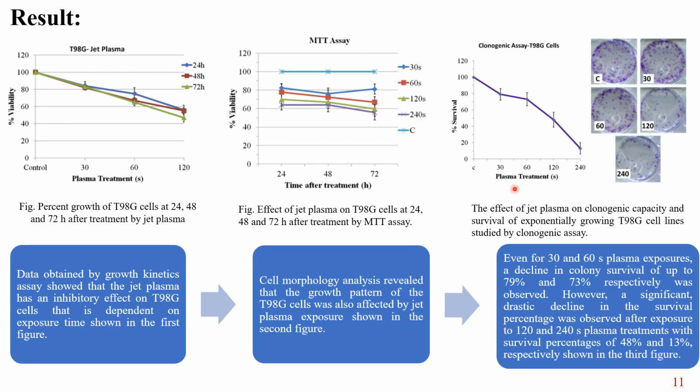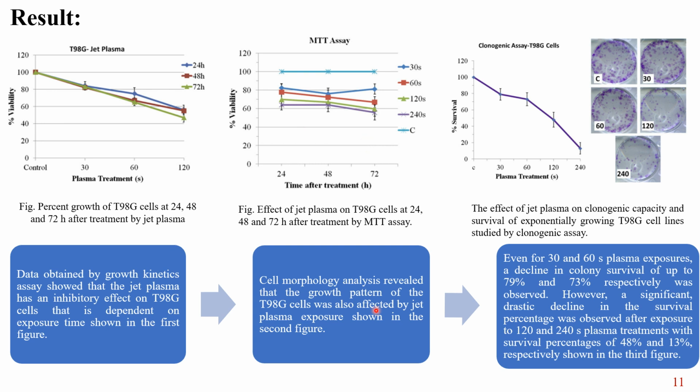Then coming to the next one, the first figure shows the percentage growth of T98G cells at 24 hour, 48 hour and 72 hour after treatment by MTT assay. The results are shown as the percentage of viability. And the last figure shows the effect of jet plasma on the colony forming capacity of T98G cells. In the colony assay, as plasma exposure increases, the plasma treatments enhance cell death and inhibit colony formation in the T98G cell population.